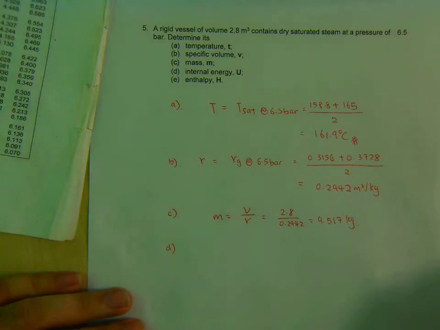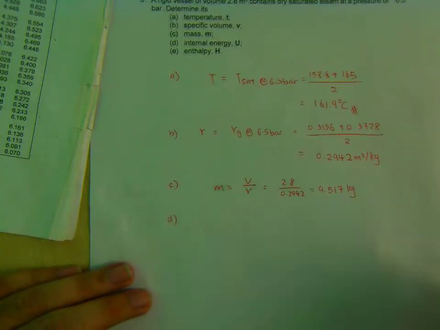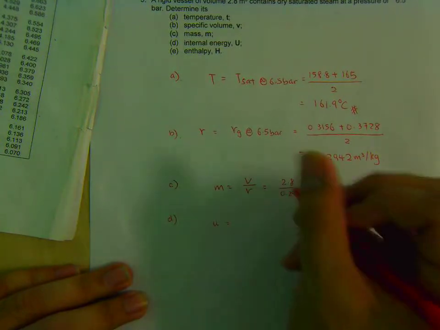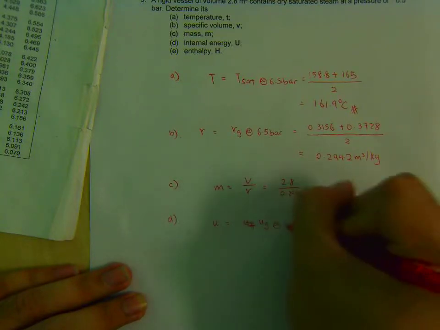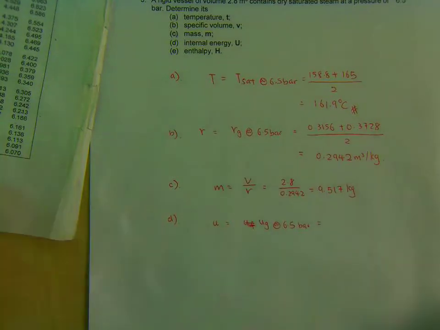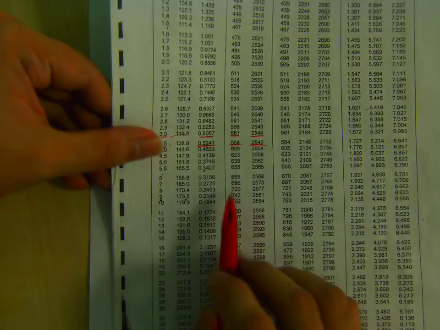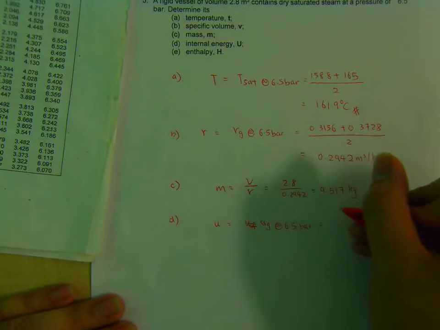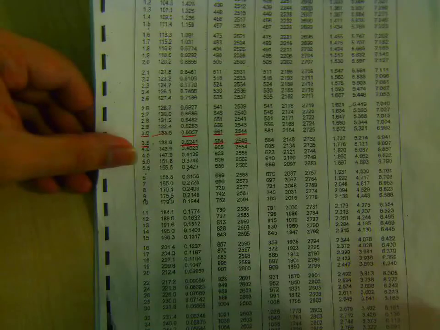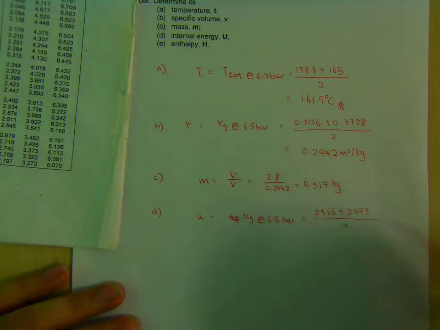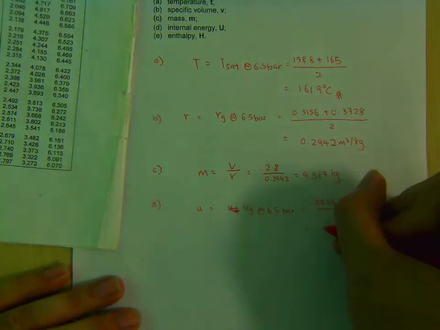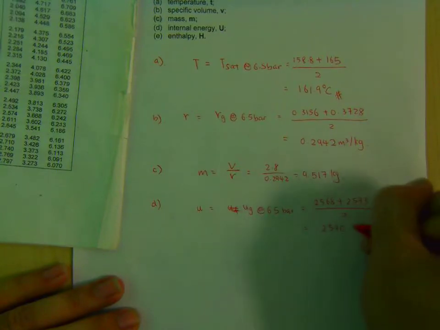D. Internal energy. First we get the specific internal energy, small u. Small u will be UG at 6.5 bar. Again, we take the average between this and this, 669 and 696. Sorry, that one is UF. It will be 2568 and 2573. Divide by 2. So this value here will be 2570.5 kilojoule per kg.